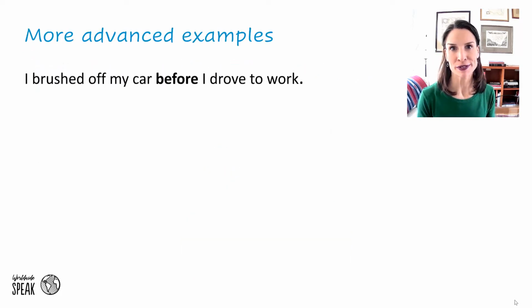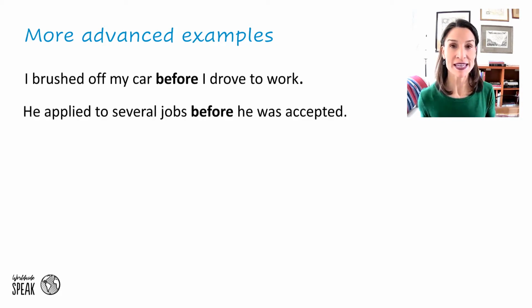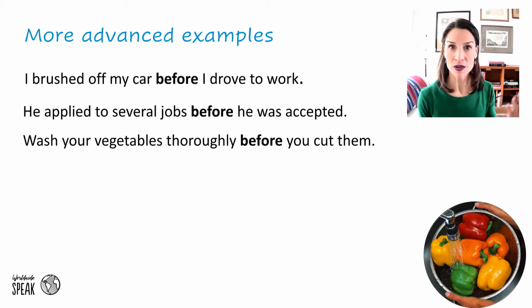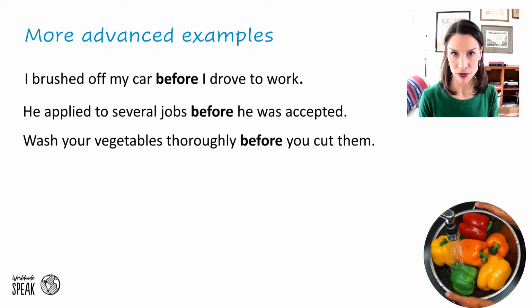So those were some pretty clear basic examples, and let me show you a few examples with before and after where the language or the topic is a little bit more advanced. But keep the basic examples in mind to help you remember how to use the words. So I might write something like this. He applied to several jobs before he was accepted. Or this. Wash your vegetables thoroughly before you cut them.